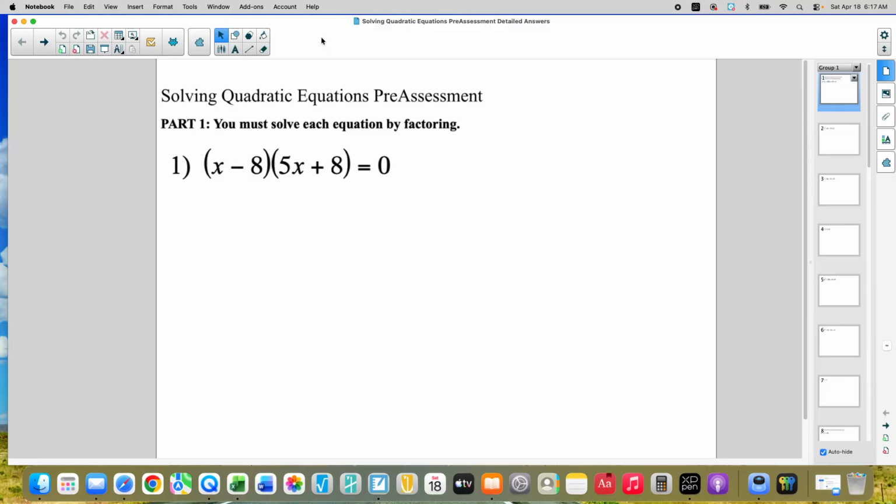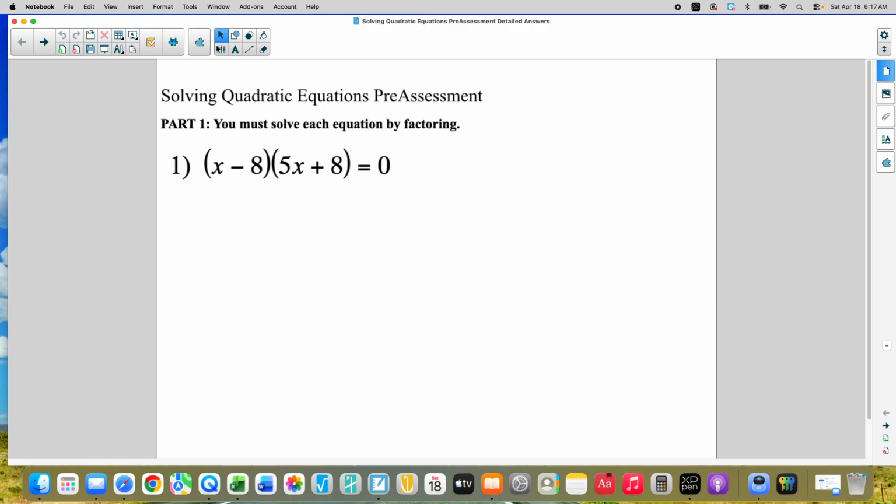This is solving quadratic equations, pre-assessment. There are 4 different parts. You'll notice that I put them in parts on how to solve quadratic equations. Let's do this. The first technique is through factoring.